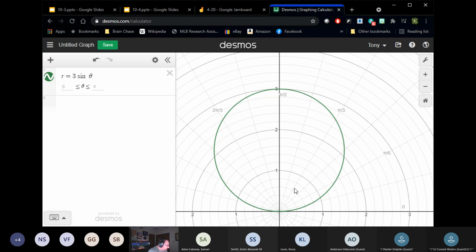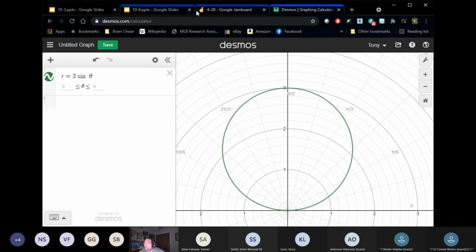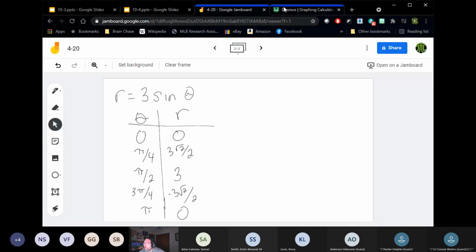Oh, I messed that one up. I did mess that up. So pi over 2 of sine is actually 1, so that's 3. Pi is 0, so that goes back down to 0. So as you can look at this graph here, I mixed those up.